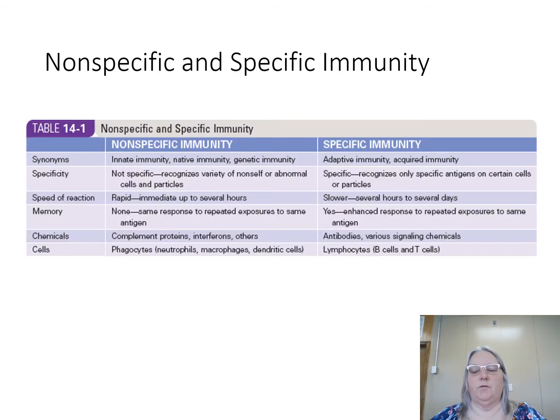This table is from your book. It's 323, and in reality it reads a whole lot clearer than this slide does. What you're going to look at is that non-specific has no memory. Specific is going to remember. It has an antigen-antibody combination.